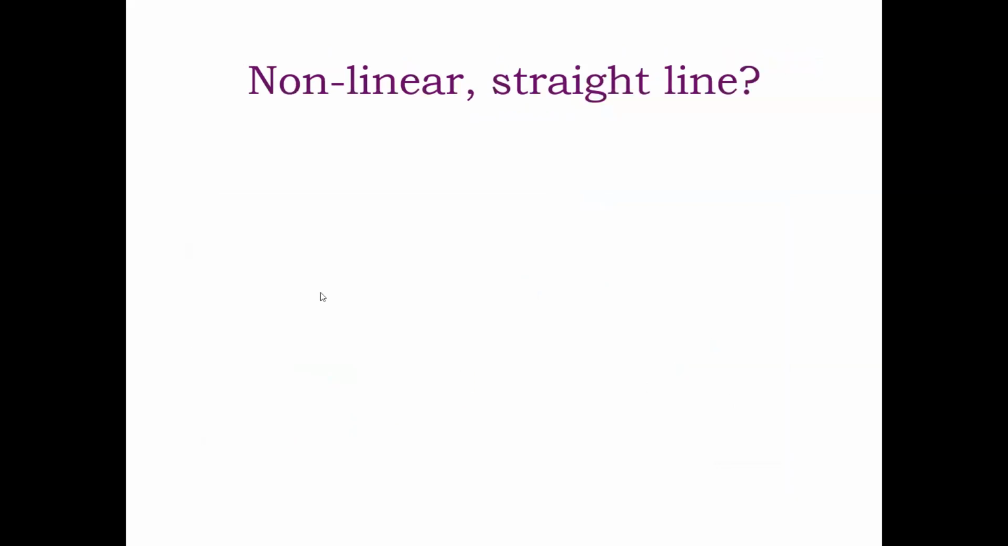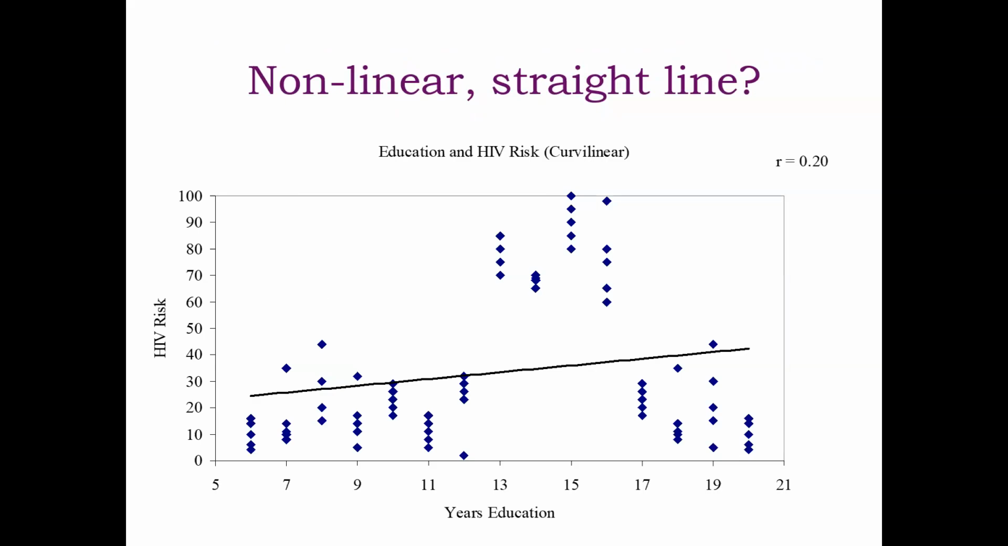Let's have a look at this. So for example, if we drew a straight line, a line of best fit, we could see that would tell us nothing about all those people with between 13 and 17 years of education, right? So people who have gone to college, some college through a 4-year degree, and the 17, 19, 21 are people who have a graduate degree, and they once again have less HIV risk.